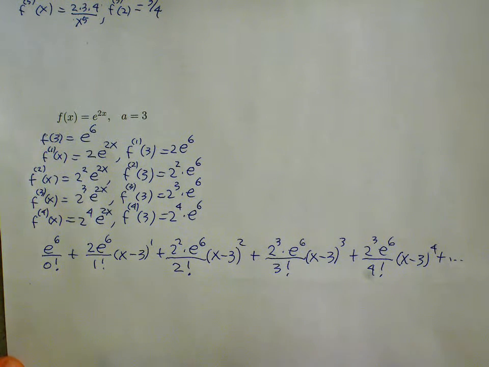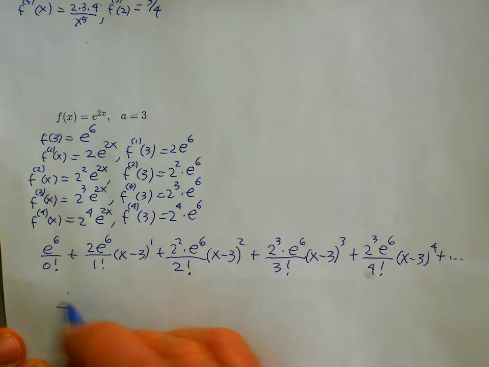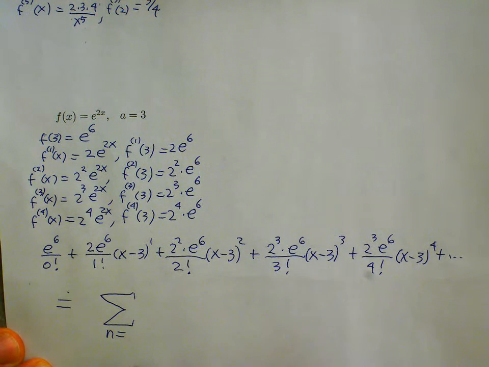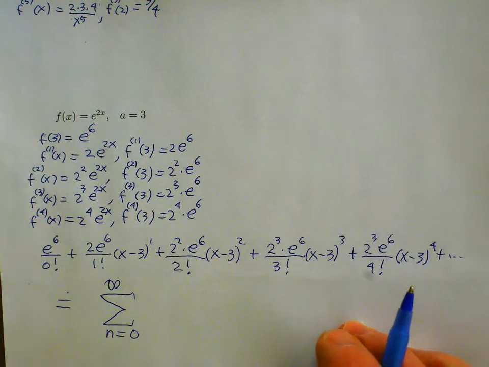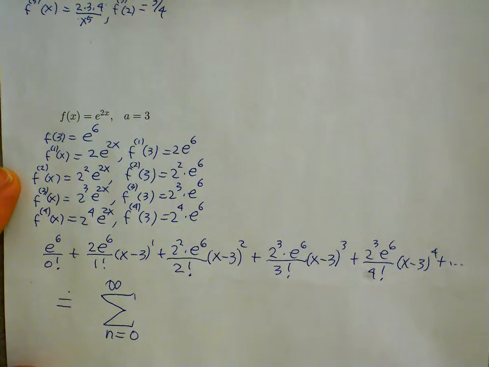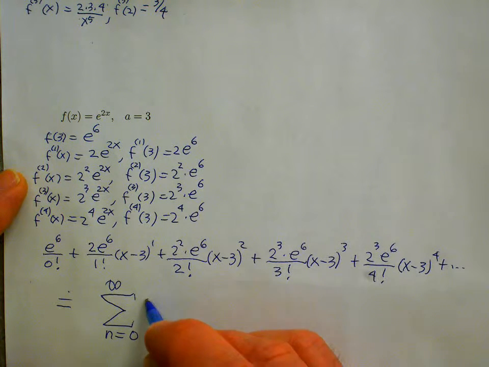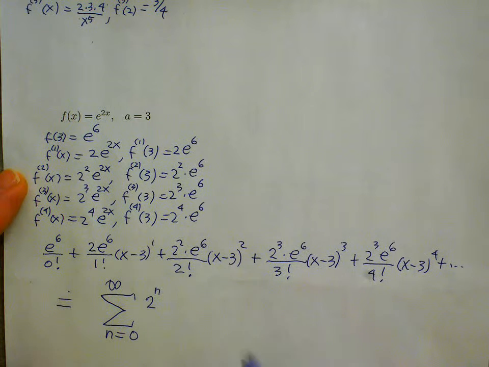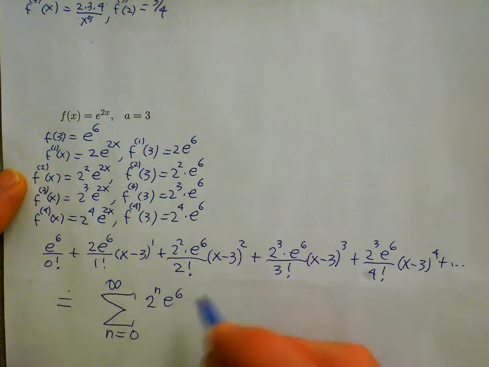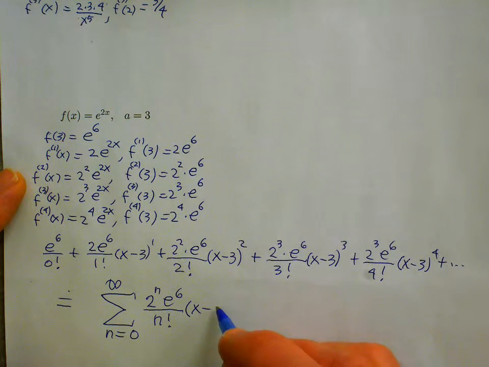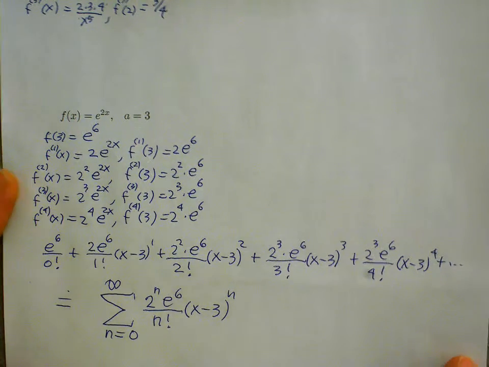So this one looks pretty simple to get into the sigma notation, so why don't we do that? Starting at n equals 0 to infinity. So what do we get? We get 2 to the n times e to the 6th over n factorial times x minus 3 to the n, it looks like.